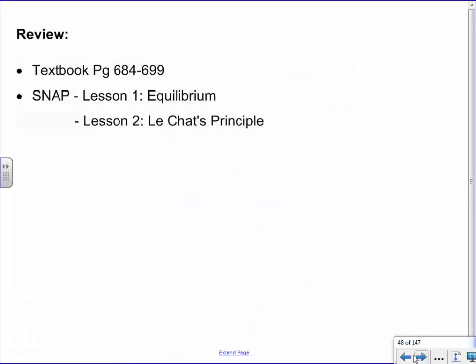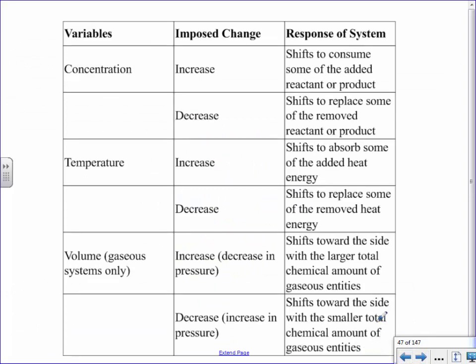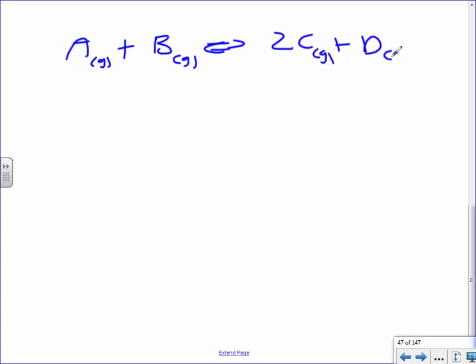So I think this is my final chart here that has just a summary of everything. With the 5 minutes I have left, I got about 5 minutes, right? I'll do a couple of made-up examples to practice this. Yeah. So let's do just this generic example here. I'm going to go A plus B is going to turn into 2C plus D, and let's make all of them gases. And I'm going to make this an endothermic reaction, so I'm going to put heat on this side here.